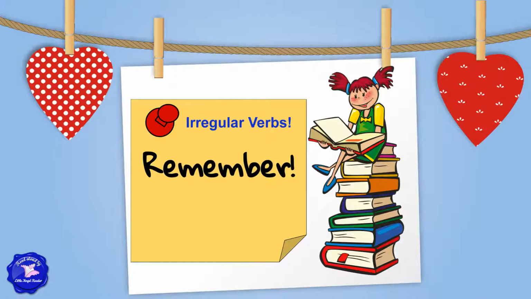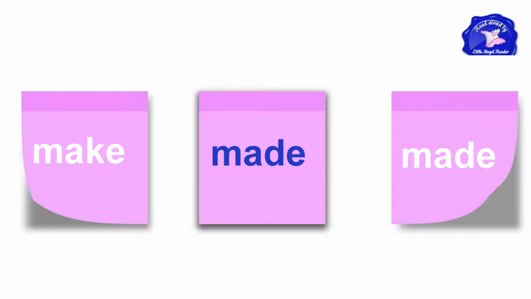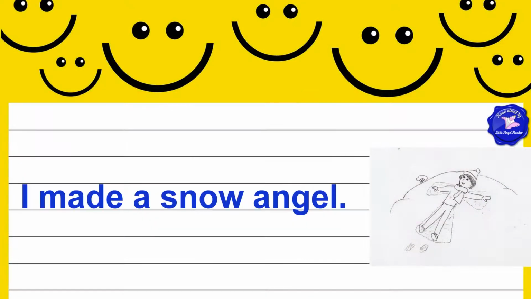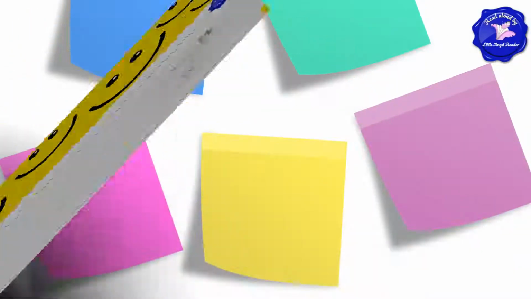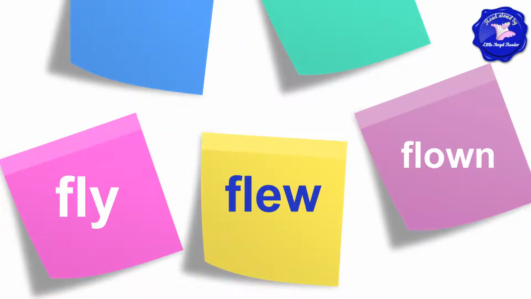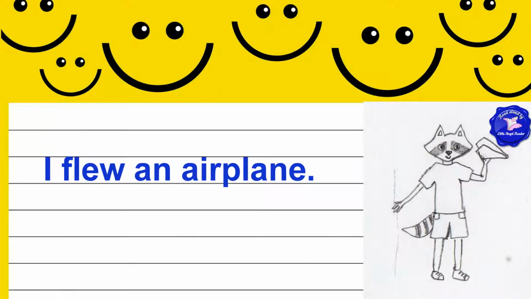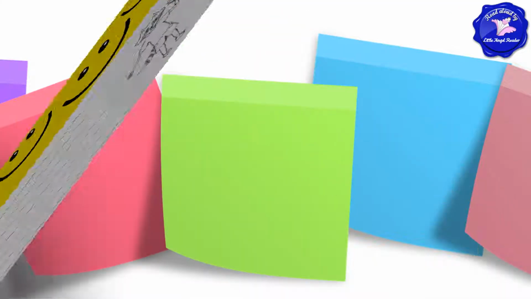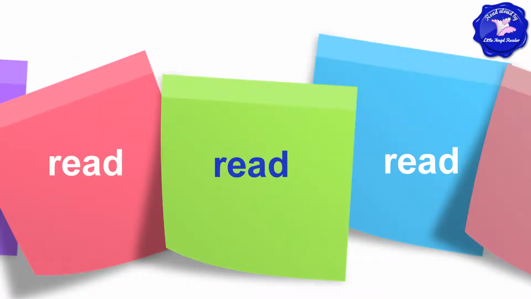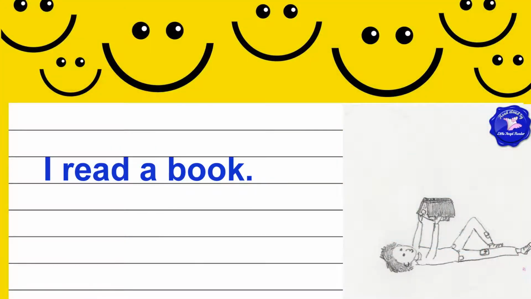Irregular verbs. Remember. Make, made, made. I made a snow angel. Fly, flew, flown. I flew an airplane. Read, read, read. I read a book.